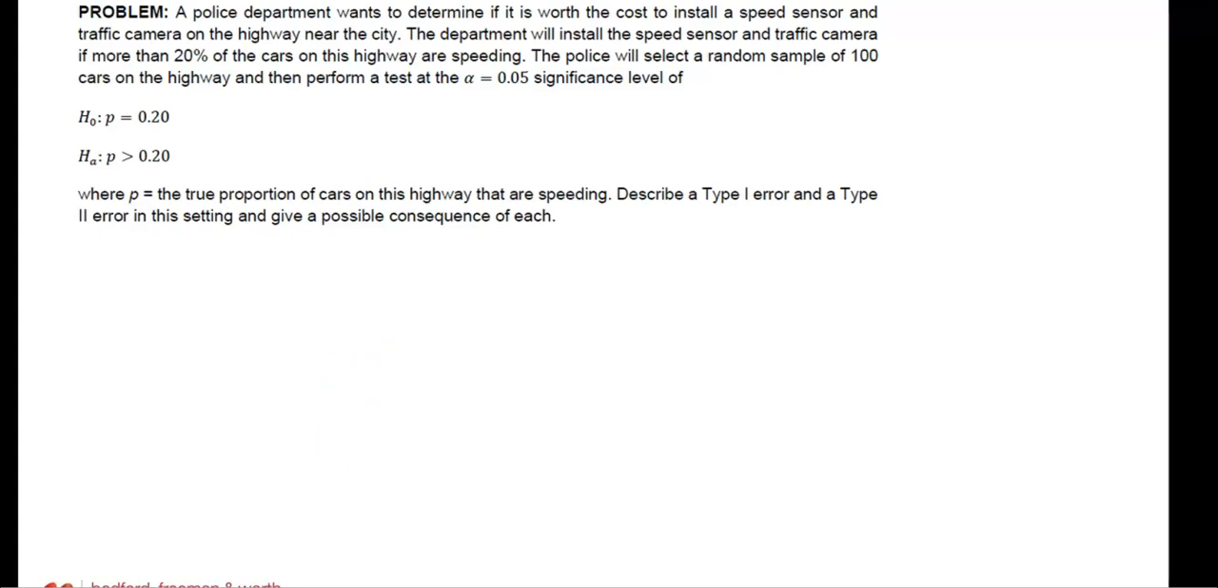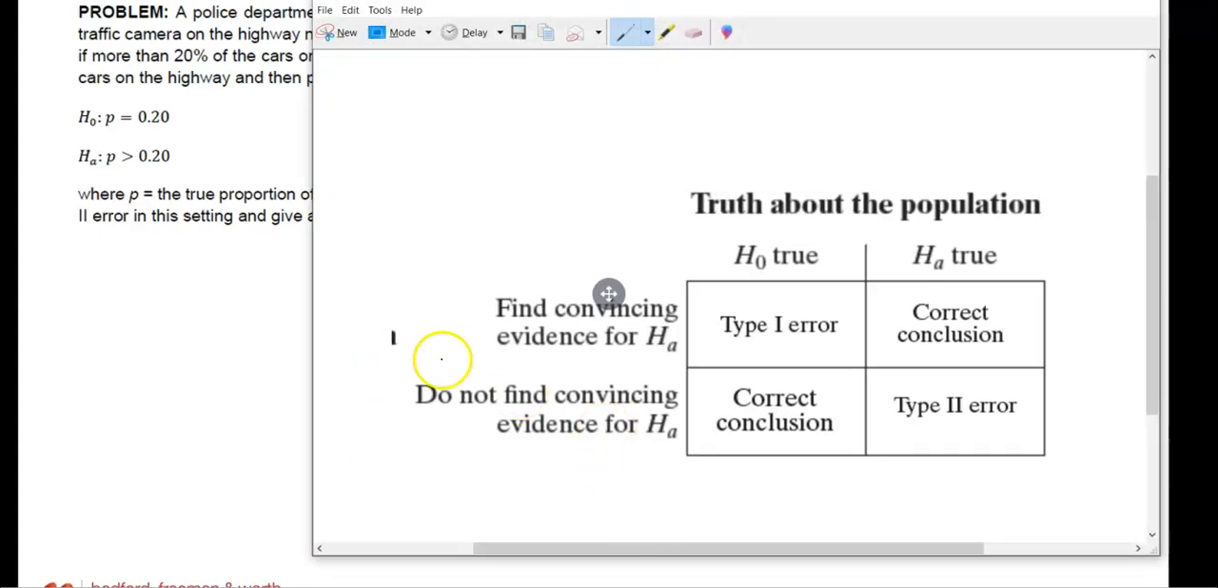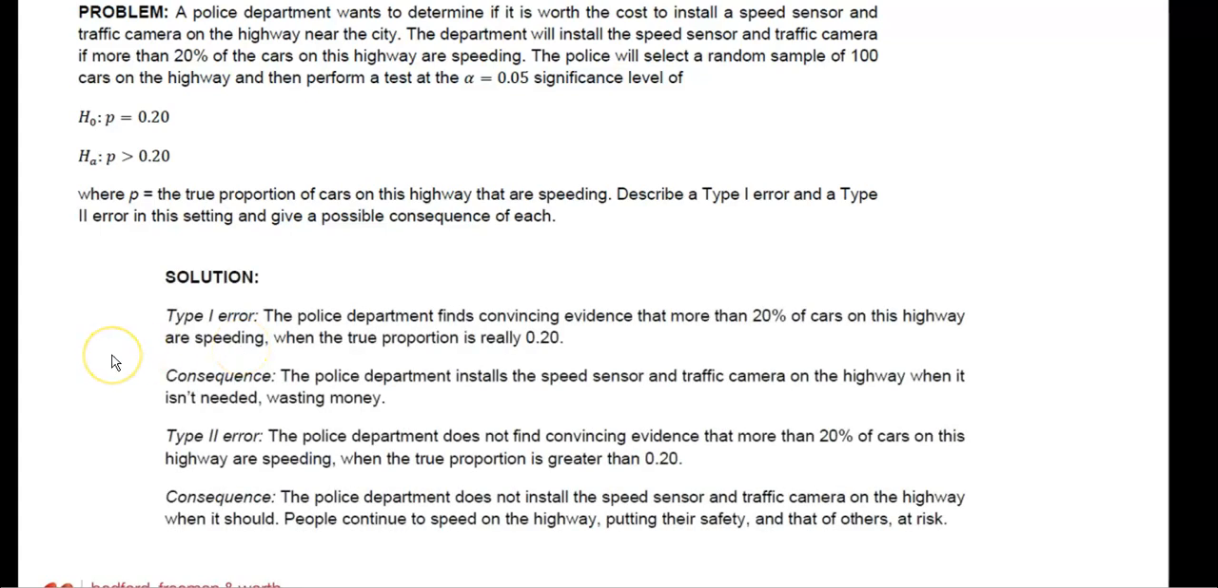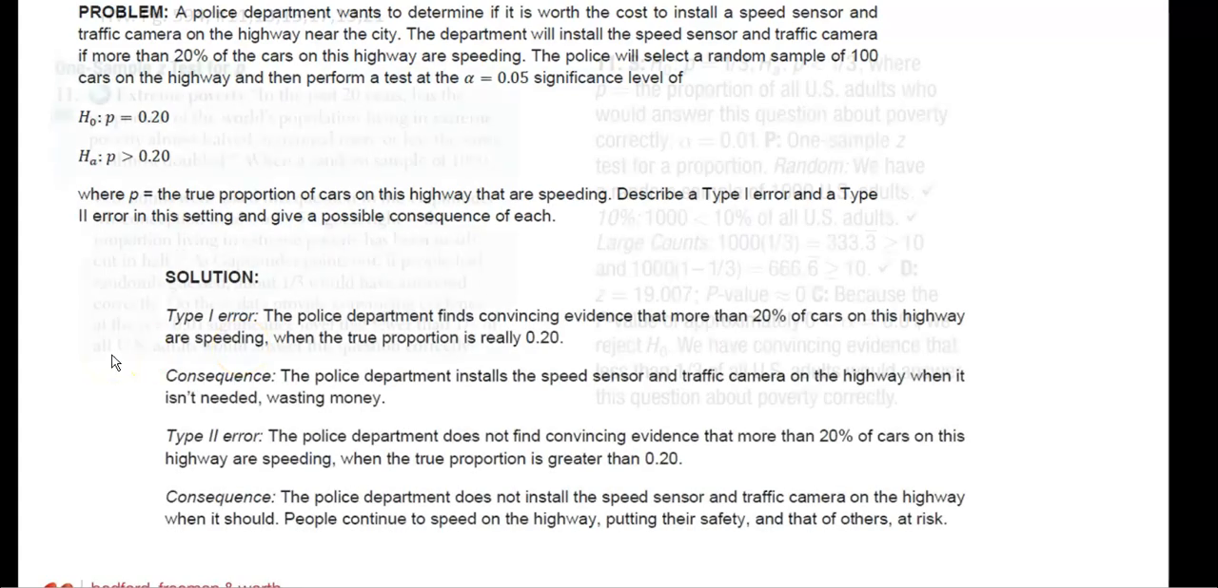A type 2 error would be what? That's when you don't reject, but you should have rejected. Actually, the null is false. So here they would decide, oh, we're not going to put in the speed cameras and all that because these people aren't really speeding that much. And actually there are a lot of speeders, and they should have done it. So this is what they said there.